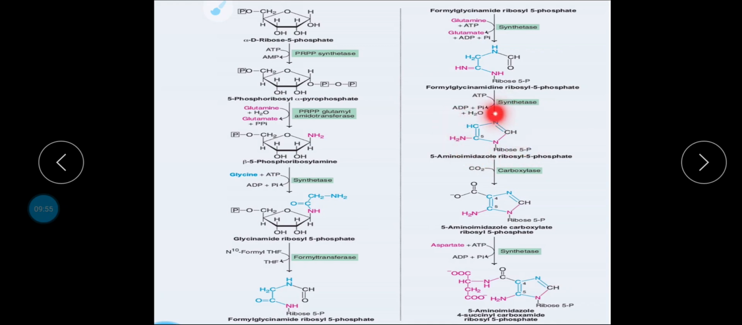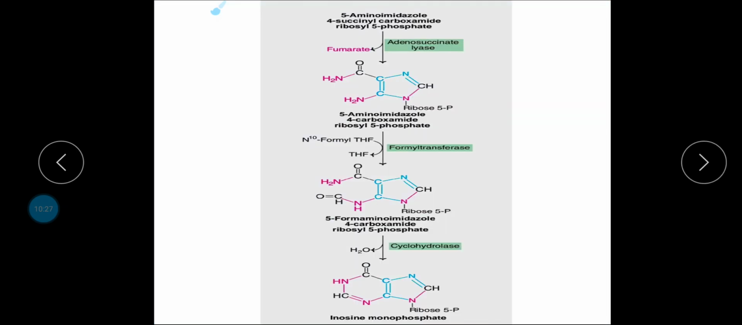After that to produce the second ring, again the carboxylation takes place. This carboxylation takes place with the help of CO2. Here at the fourth carbon, this CO2 gets attached, and after that aspartate enters to attach to this carboxyl group and provide the amino group for this next ring. After that aspartate gets removed in the form of fumarate, leaving its amino group there only.